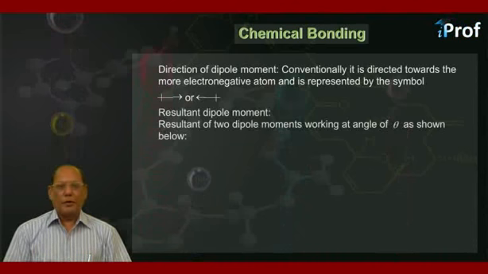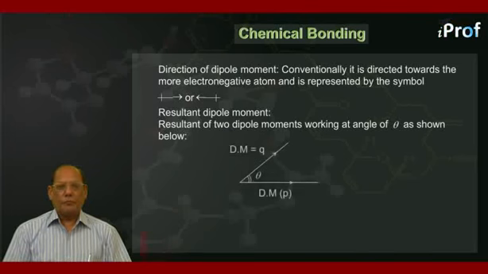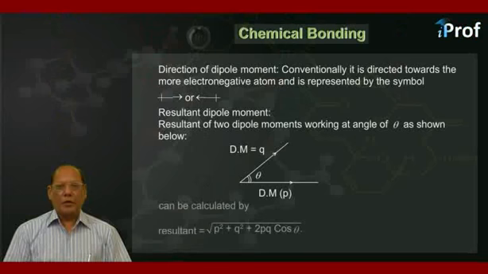Resultant dipole moment. Resultant of two dipole moments working at an angle of theta as shown below. So one dipole moment is P, the other one is Q, at an angle of theta. Then the resultant can be calculated by the formula: resultant equals the square root of P squared plus Q squared plus 2PQ cos theta.